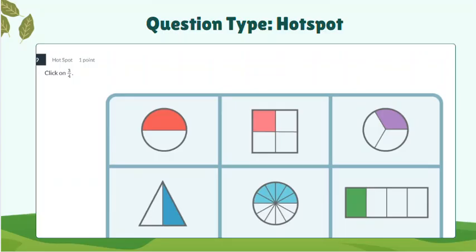Another example of a hotspot question. This question is asking the students to click on fractions that represent 3/4, and the students would click and the report would show you where they clicked.